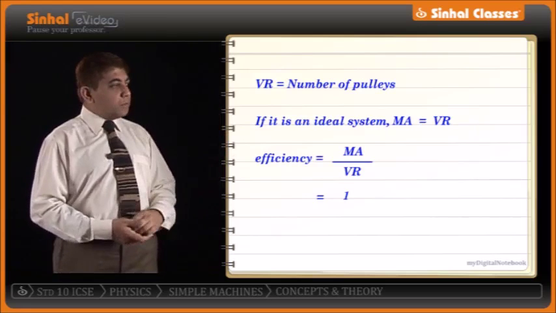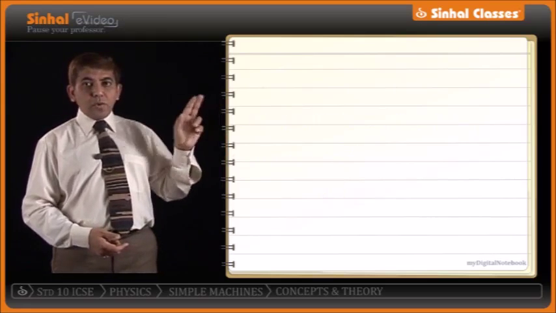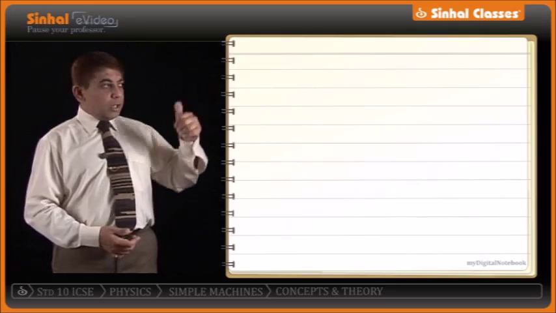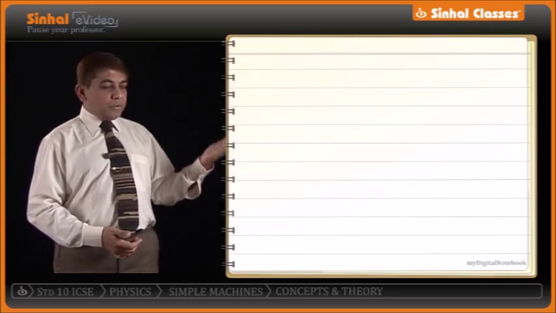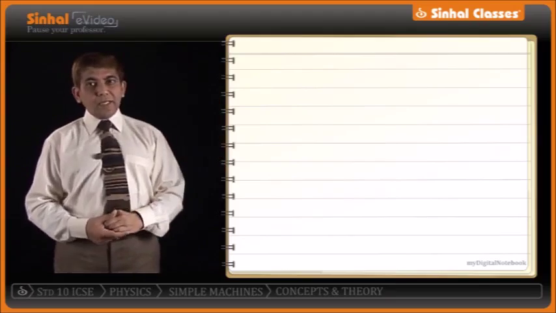In case of a practical machine, we always see that mechanical advantage is equal to load upon effort. With load and effort given, with the velocity ratio known, we can calculate the efficiency of a block and tackle system.